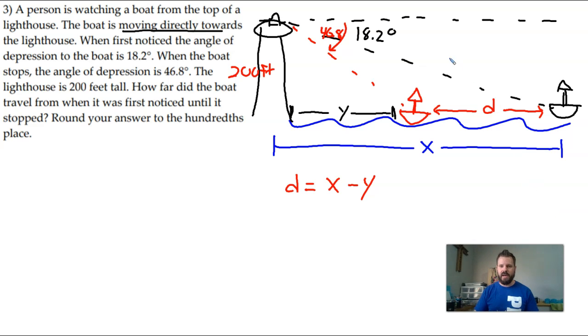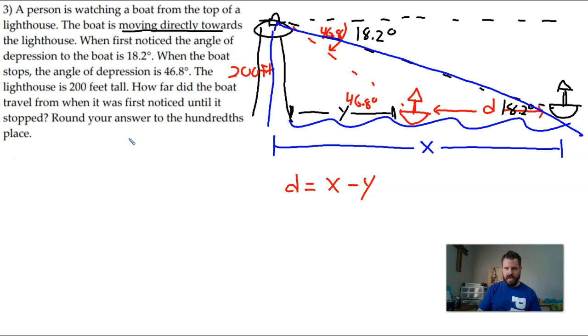we're going to break this down into right triangles. One trick I'm going to use is that the angle of depression is the same as the angle of elevation. So I could say this is 18.2 degrees here. And this angle of depression, the 46.8, is the same as this 46.8 here. Then the X would be made up of this entire triangle using the 18.2. I have the adjacent I'm trying to find. We know the opposite. We could say that the tangent of 18.2 is equal to the opposite 200 over the adjacent X.